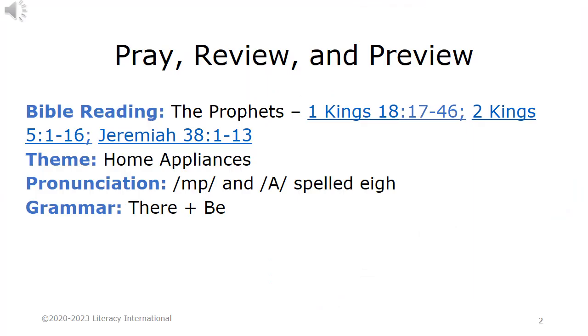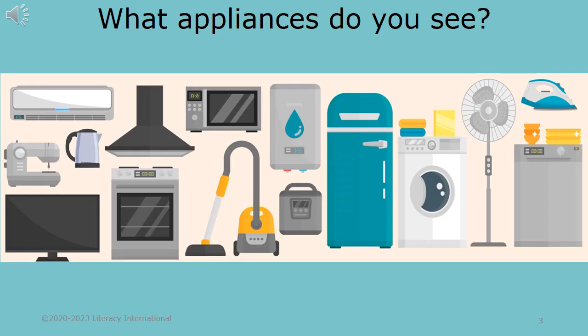Pray, review, and preview. Bible reading, the prophets. 1 Kings chapter 18, verses 17 through 46. 2 Kings chapter 5, verses 1 through 16. Jeremiah chapter 38, verses 1 through 13. Theme, home appliances. Pronunciation, and A spelled E-I-G-H. Grammar, there plus be. What appliances do you see?